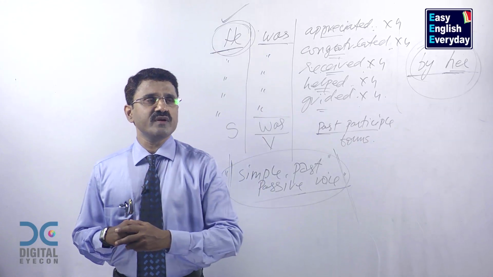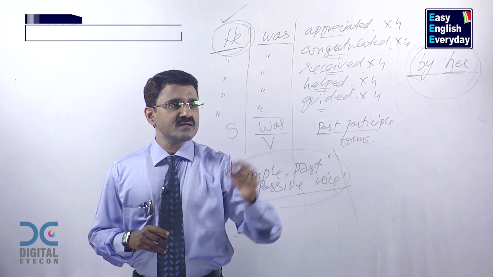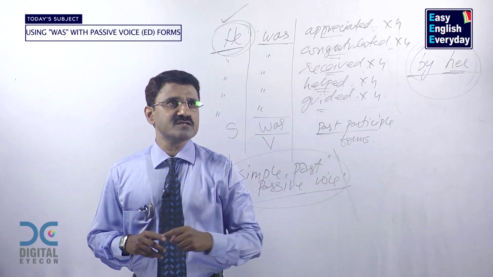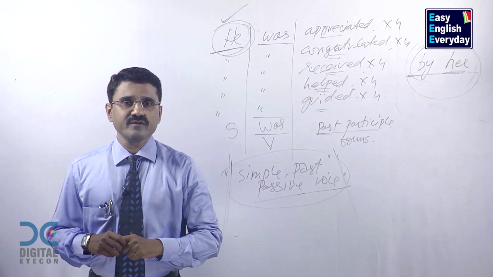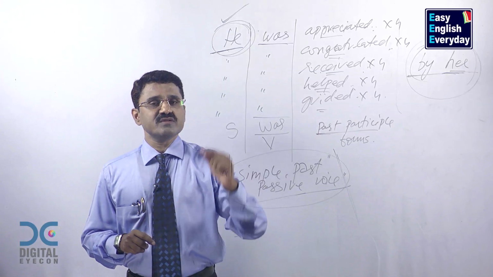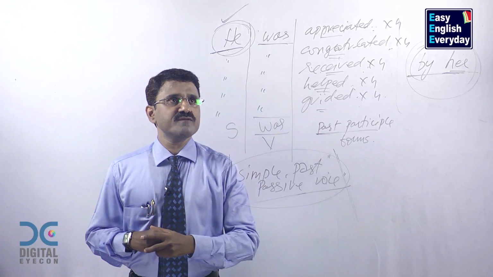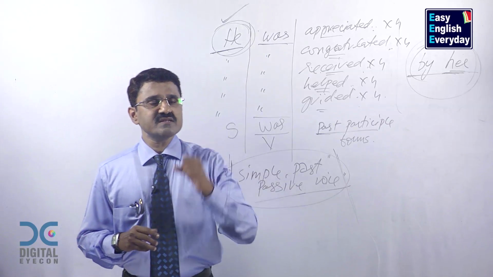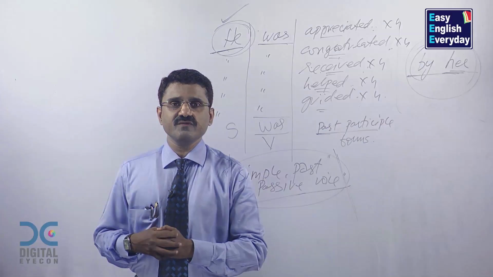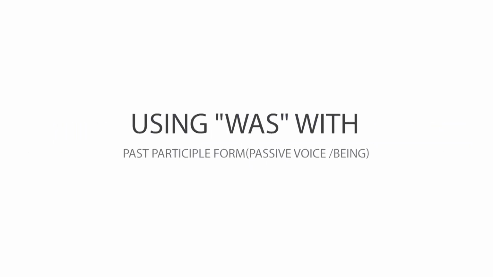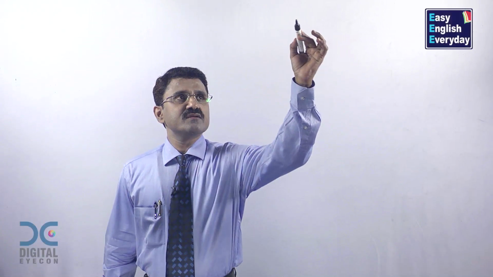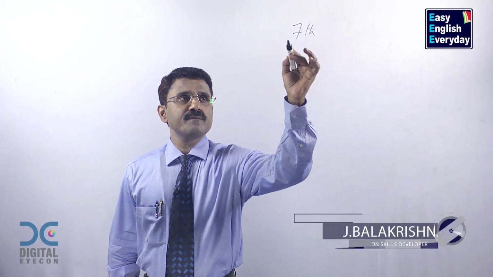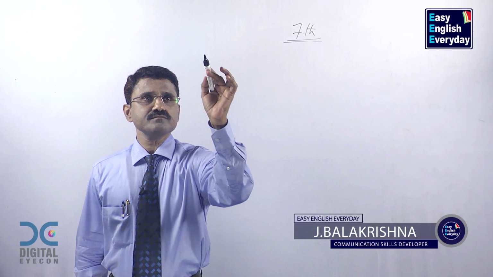This is the way of using "was" to make sentences with past participle forms, where you are downplaying the doer of the actions. So this is the 6th use of "was." Now let us see the 7th use of "was."